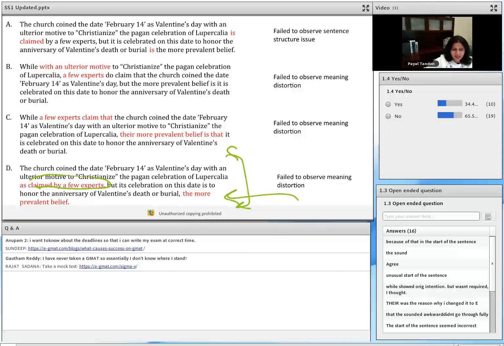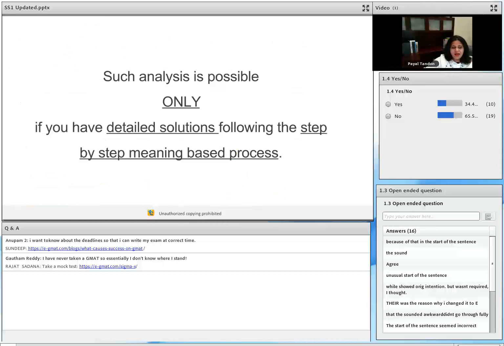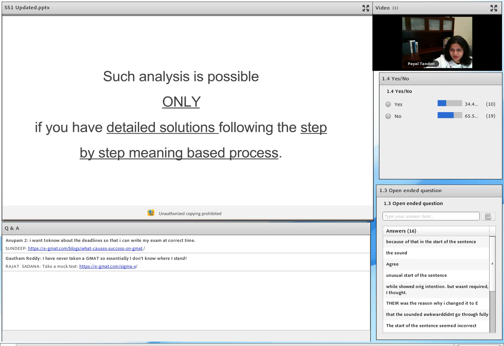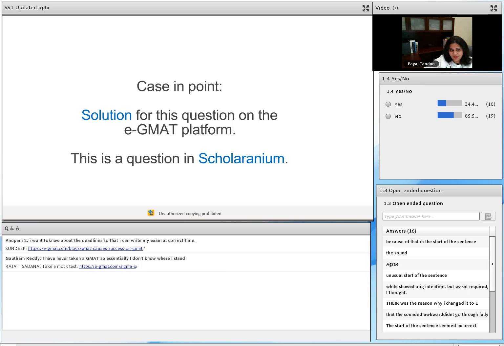And again, e-GMAT students get a detailed framework of how they should be doing this level of strategic review. They get the detailed solutions that enable them to do this level of strategic review. In fact, this level of strategic review is possible only, and I can claim that, if you have detailed solutions. You try doing that with official guide solutions, you won't be able to do that. And that's the beauty of the system here. We give you detailed solutions for each and every question, including the official questions.